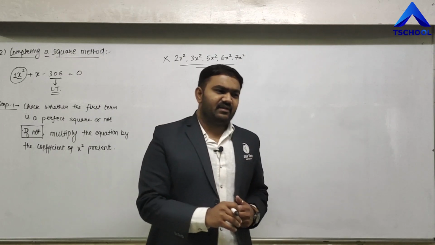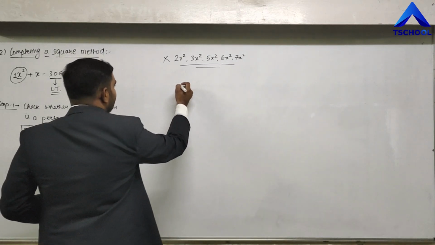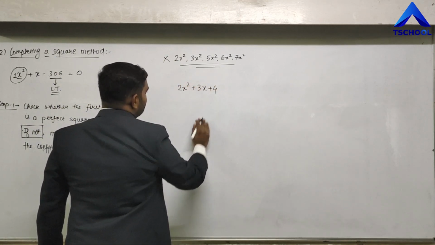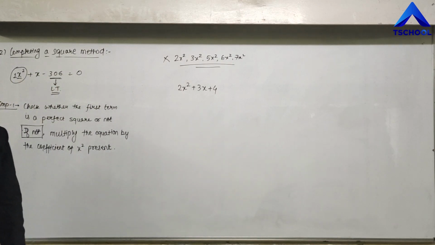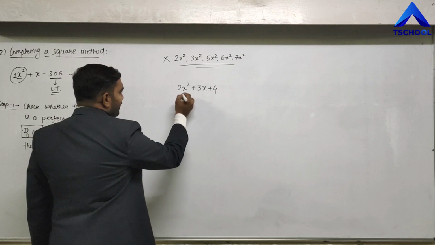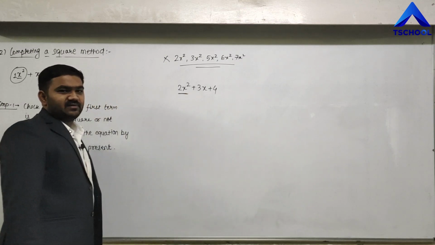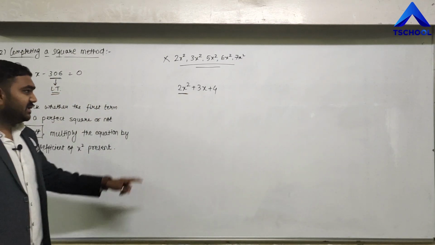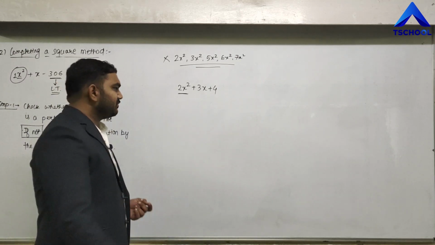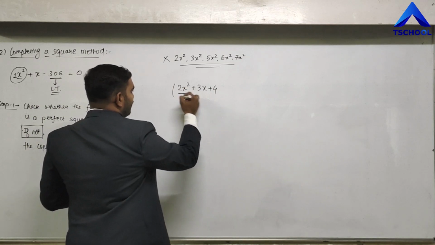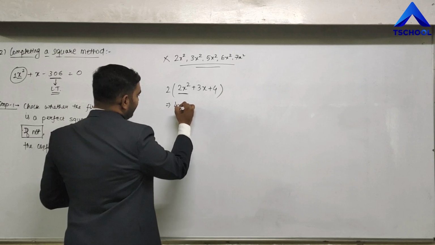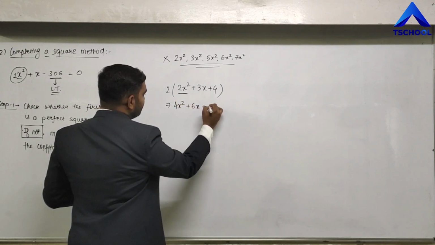That means, let us say there is an equation 2x square plus 3x plus 4, and if I want to solve this equation by the completing a square method, then first of all I am going to check whether the first term is a perfect square or not. See here, this 2x square is not a perfect square. That means we need to make that a perfect square. So I am going to multiply the whole equation by 2. That will give me 4x square plus 6x plus 8.